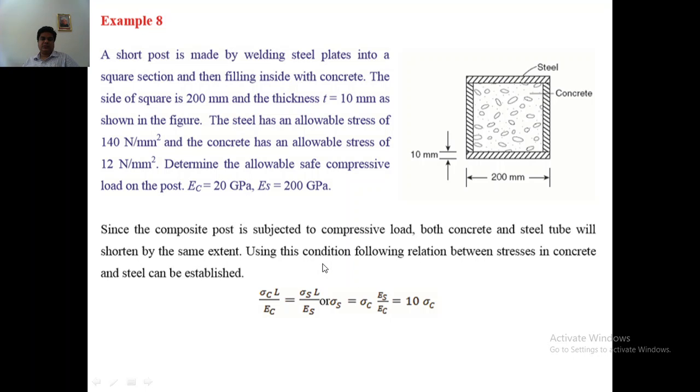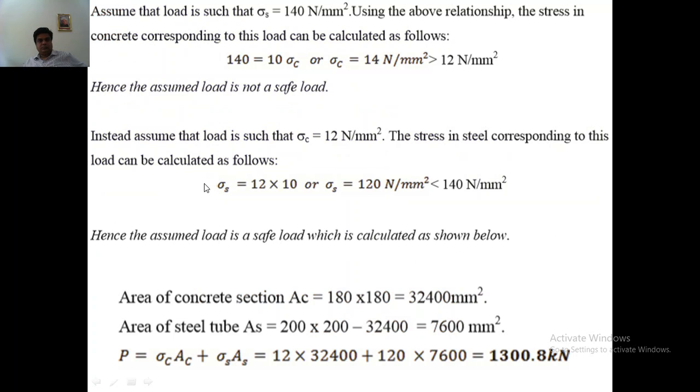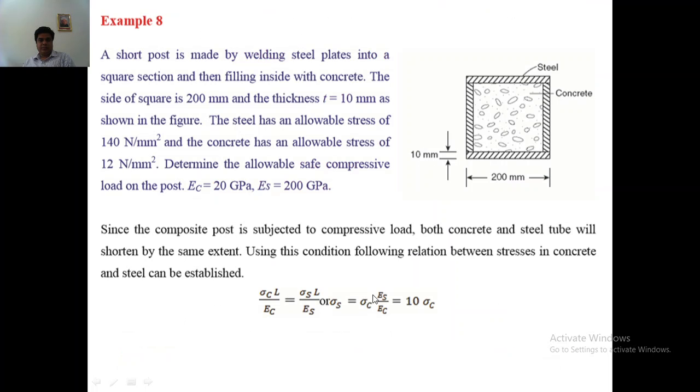And using those equations and conditions, we will try to find out the load P which can be applied on this structure. So the first condition is that the strain or elongation in both the steel and concrete should be the same. Using this, we get the relationship between sigma S and sigma C. So sigma S, the stress in the steel, is equal to 10 times the stress in the concrete. The stresses are already given here, but using this equation we will see whether it satisfies the condition or not.